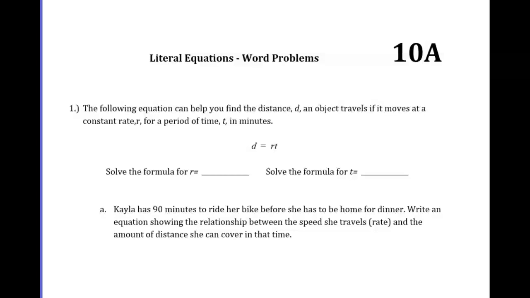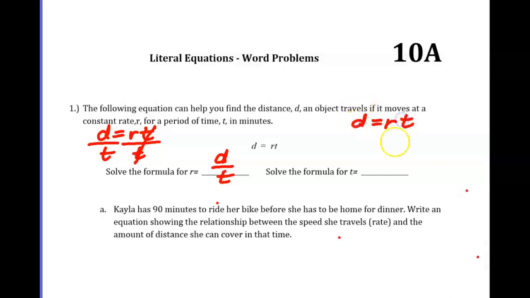So what we did last class was we learned how to isolate that variable r, and we divided both sides by t. So r would be equal to the distance divided by the time. Now we want to solve the formula for t, kind of the same way. We've got distance equals rate times time. Now instead we're going to isolate t, so we need to divide by r, because r divided by r is 1. So t would be equal to d divided by r.